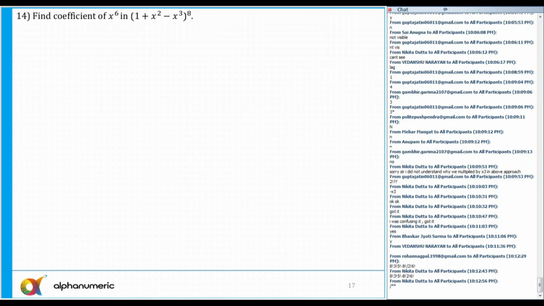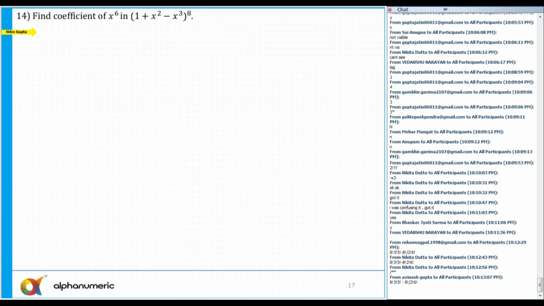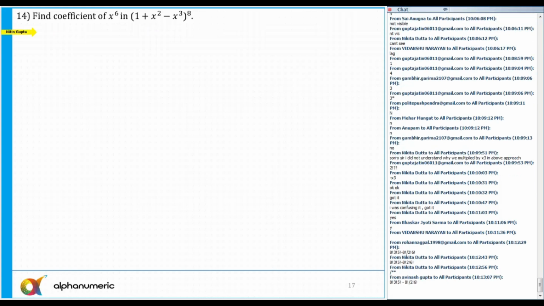Okay, now tell me. Yes. x raised to power 6. There are 8 brackets, yes or no? Maximum power of x is 3. So minus x cube and minus x cube, yes or no? And from the rest, all of them are 1, 1, 1, 1, and how many ones? 6 ones.